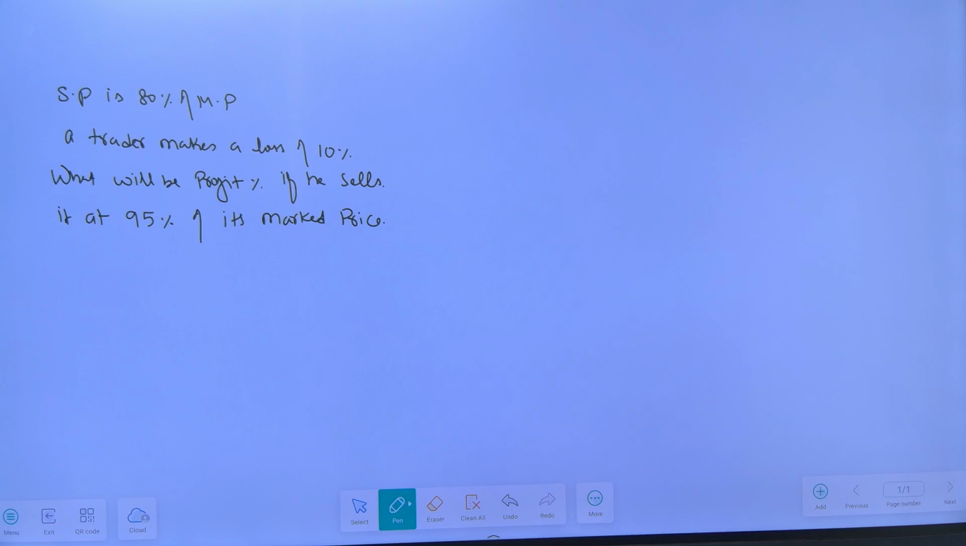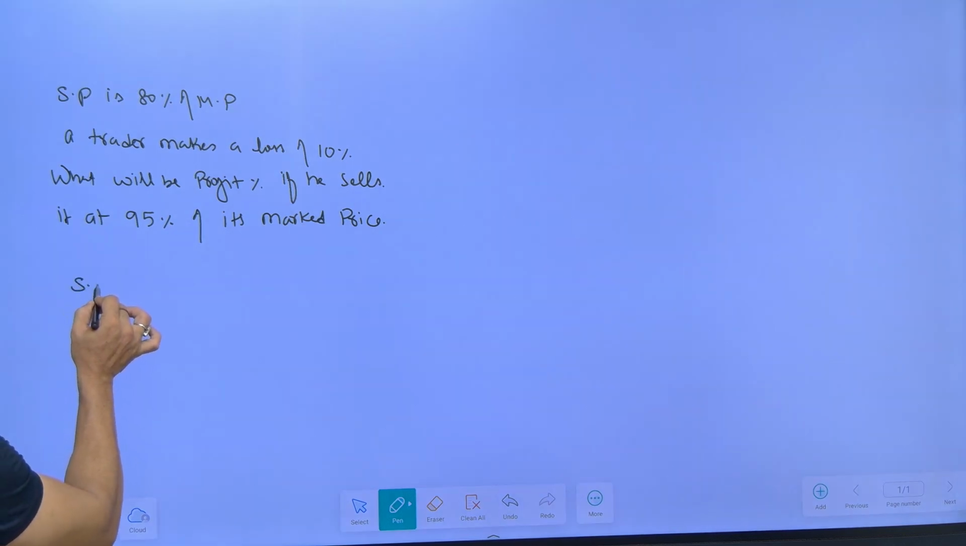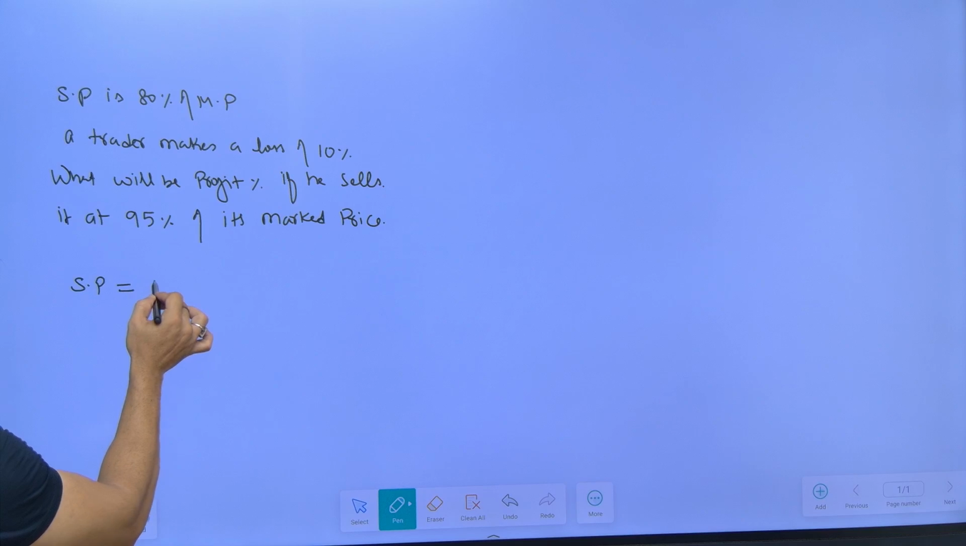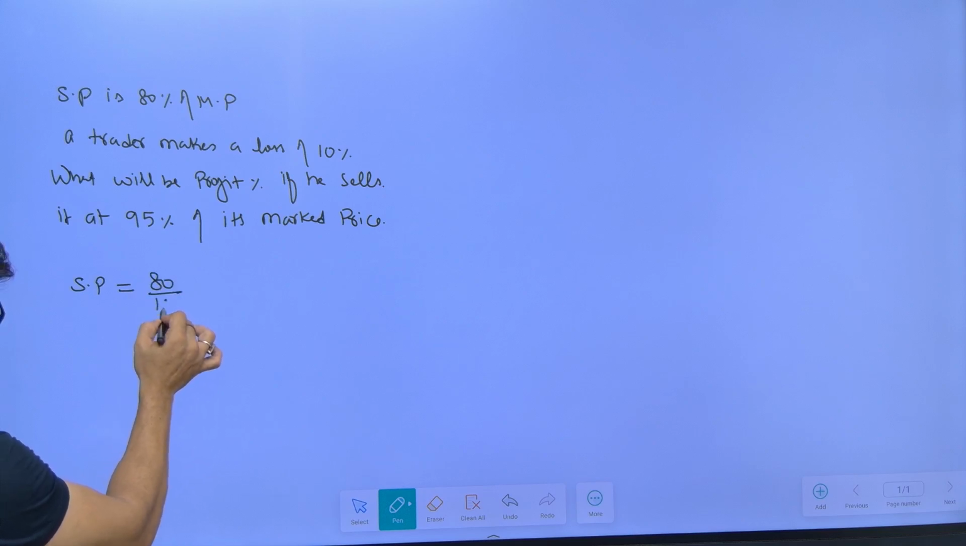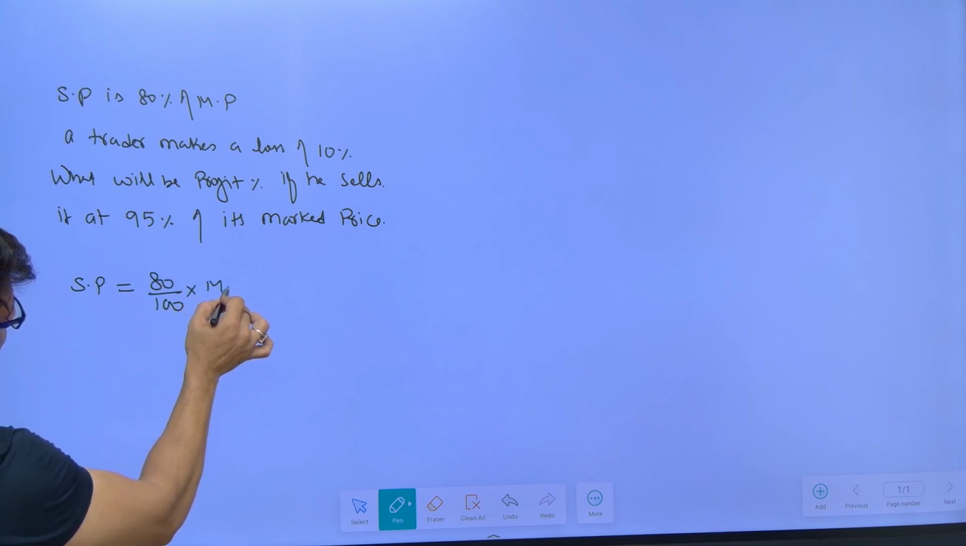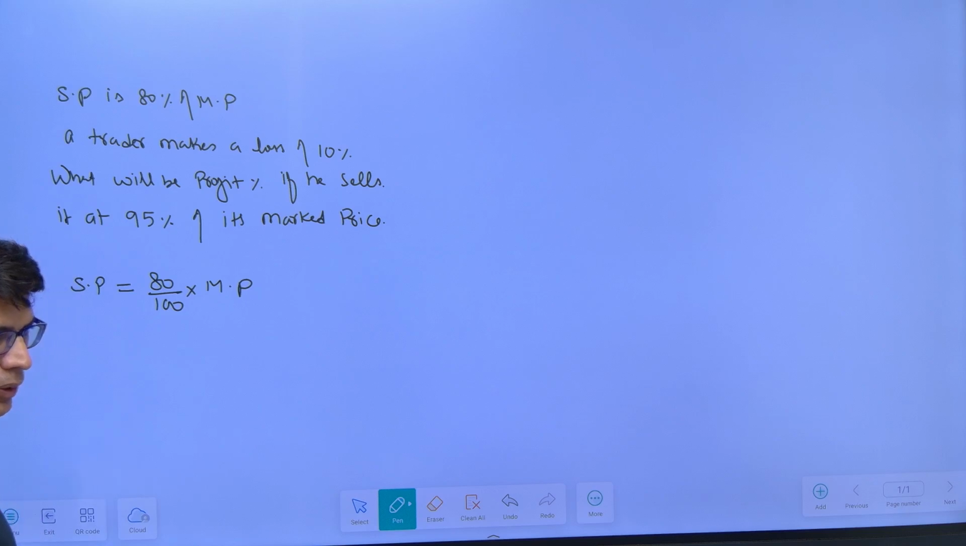Right? That we'll have to find out. Let's say if we have to directly solve this question, how to do it? So first you write, selling price is 80 by 100 of mark price. This is what is given to you, right? First, read the first line.